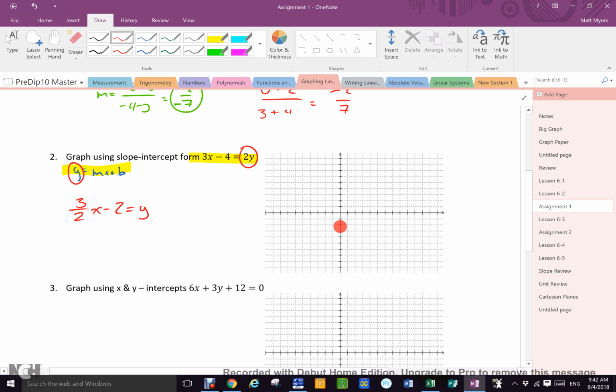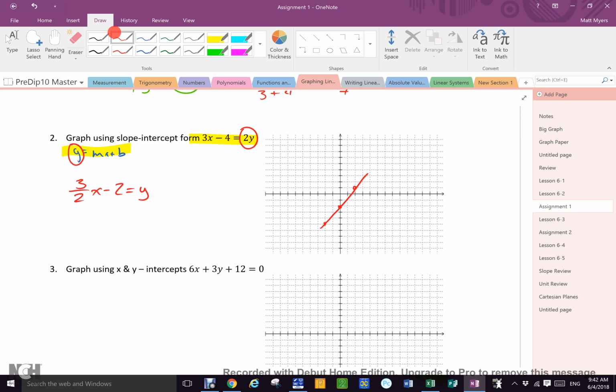The y-intercept is negative 2, 1, 2. The slope is 3 halves, which is rise, 1, 2, 3, over run, 1, 2. And then I go back to the original line, I go down 1, 2, 3, and I go left 1, 2. And I make that line right there. If you need to stop me, stop me.